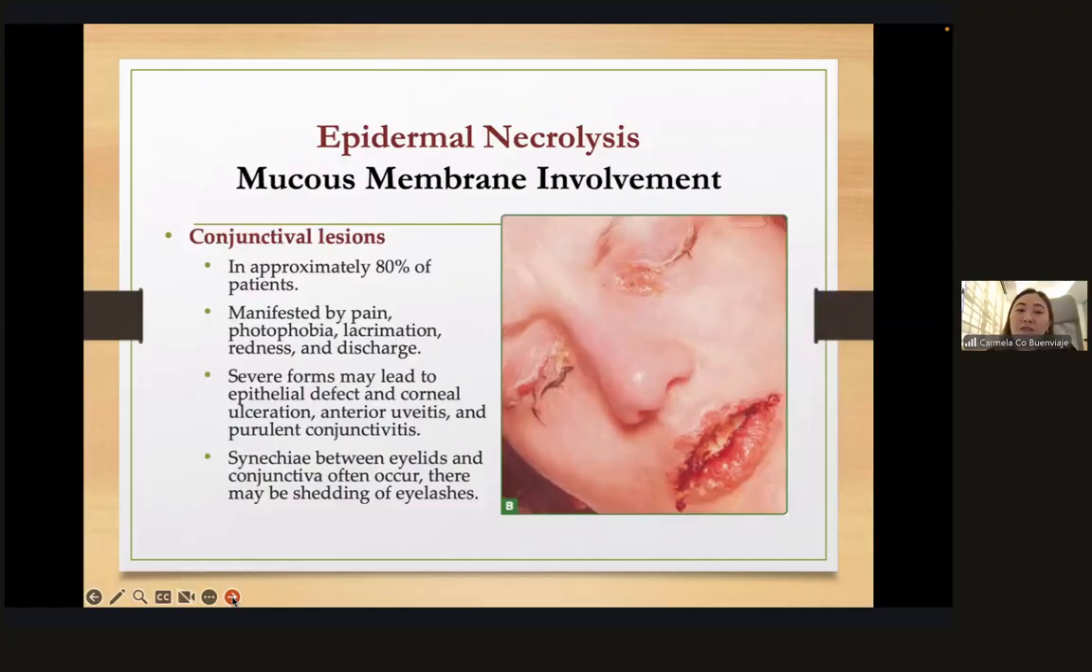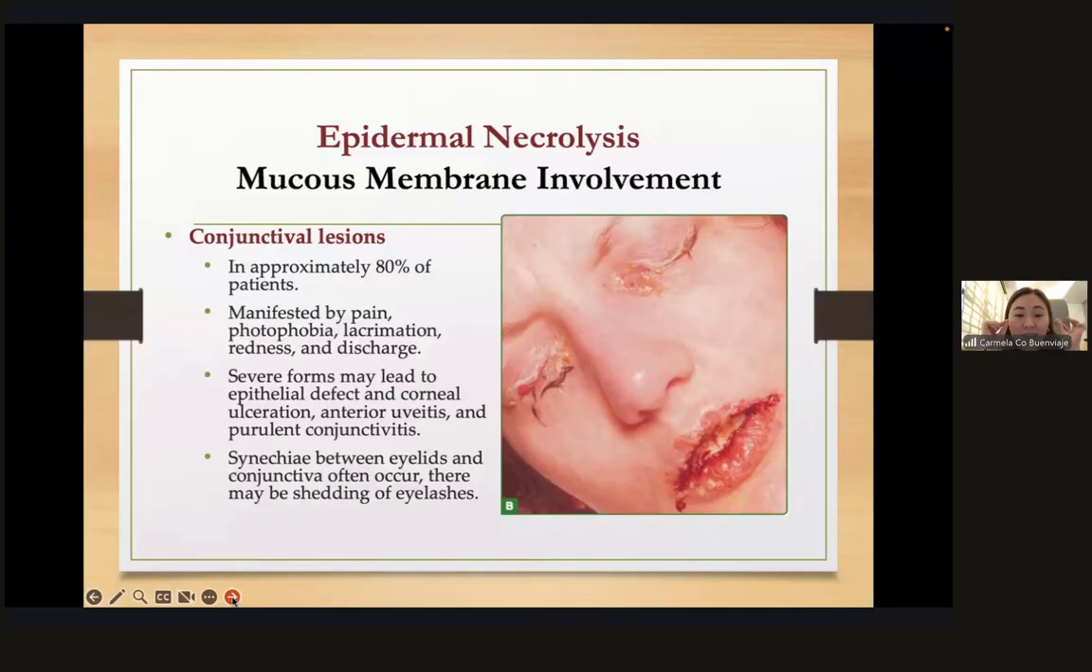Next, for conjunctival lesions, in approximately 80% of patients, the conjunctiva is also involved. It's manifested by pain, photophobia, lacrimation, redness, and eye discharge. Severe forms may lead to epithelial defect and corneal ulceration, anterior uveitis, and purulent conjunctivitis.